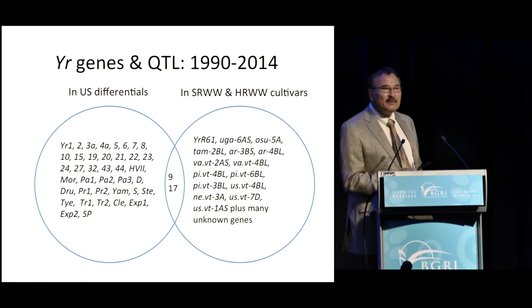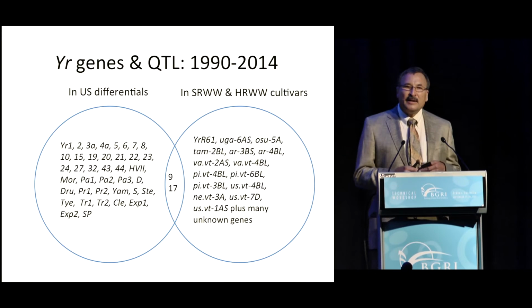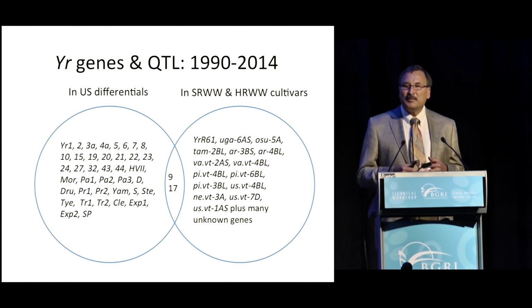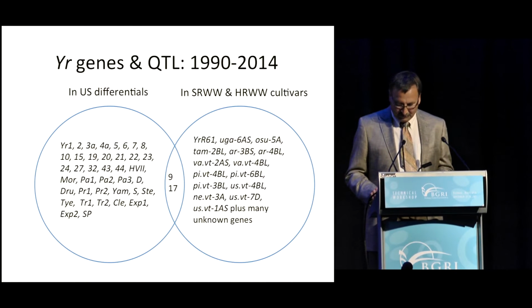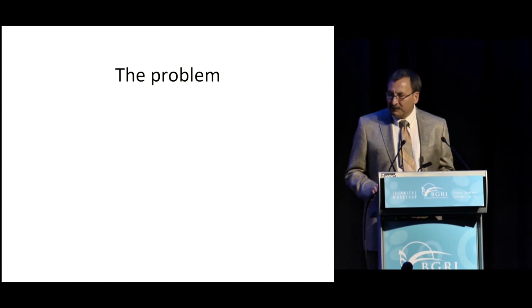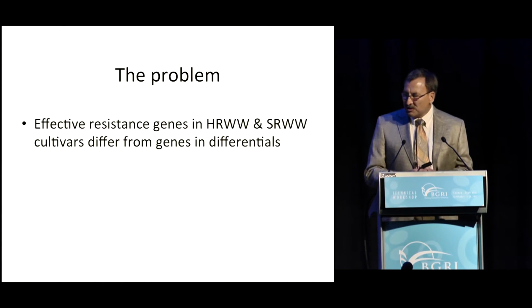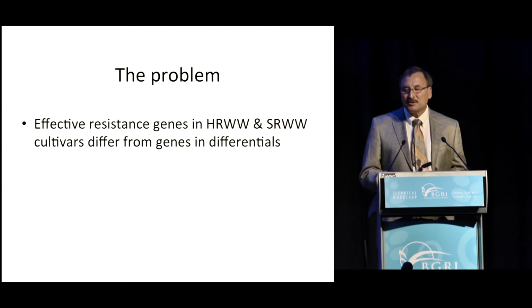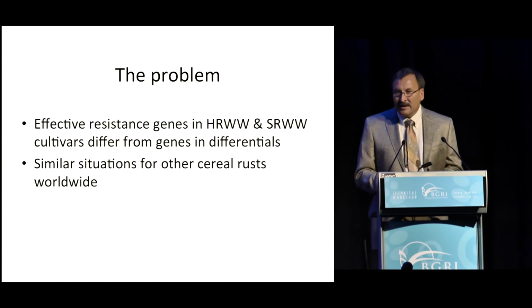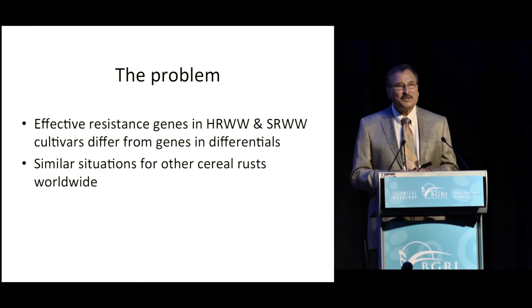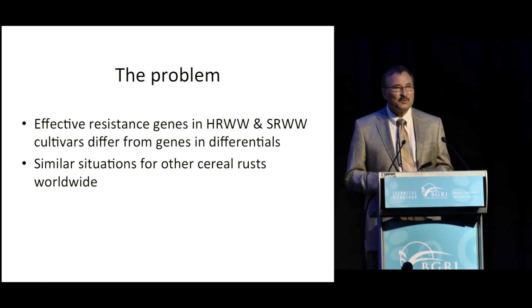Virulence to YR9 first showed up in 2000, and ever since, virulence for YR9 seems to be fixed in all the isolates. Virulence for YR17 first showed up in 2010, and its virulence is not fixed yet. So the problem here is that effective resistance genes in hard red winter wheat and soft red winter wheat cultivars differ from the genes used to differentiate races. And I believe that there are similar situations with other cereal rusts worldwide.